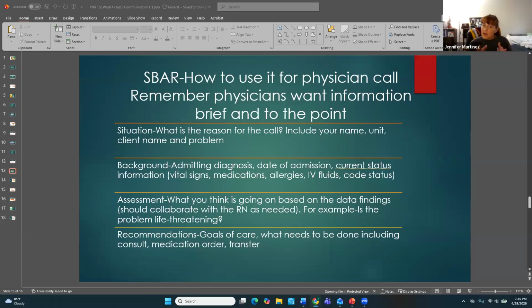So again, when I'm talking to the doctor, always identify yourself, your name, your unit, the client's name, why you're calling, give them that background information, and then your assessment. What do you think is going on? And then for your recommendations, what do you want? Please have this information.